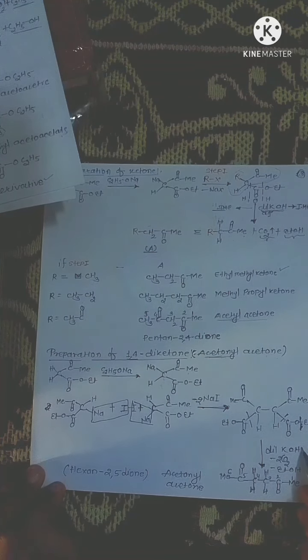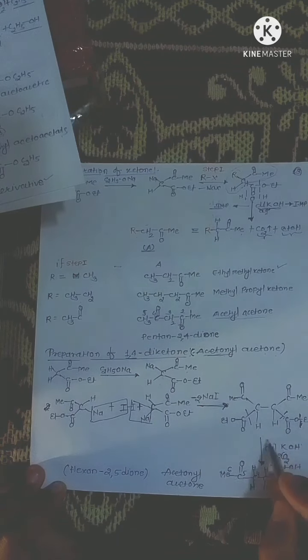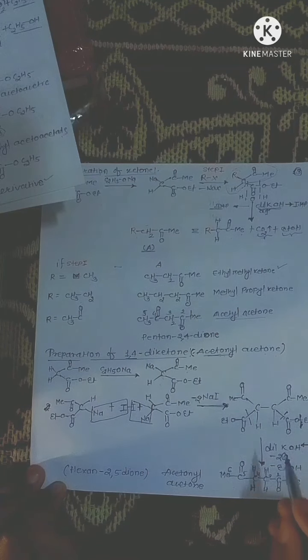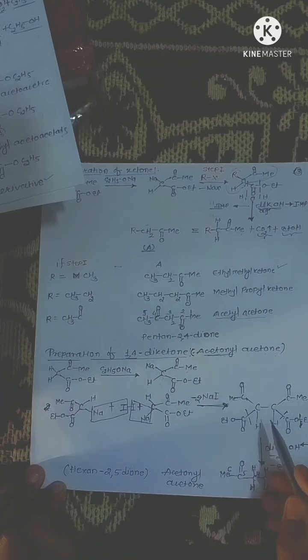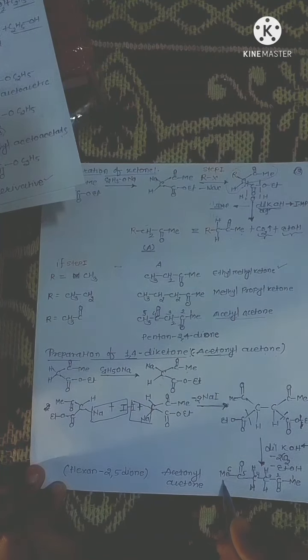And if we react this compound with dilute KOH, two CO2 molecules go out, and we get Me C double bond O CH2 CH2 C double bond O Me, that is acetonylacetone. It is also known as hexane-2,5-dione.